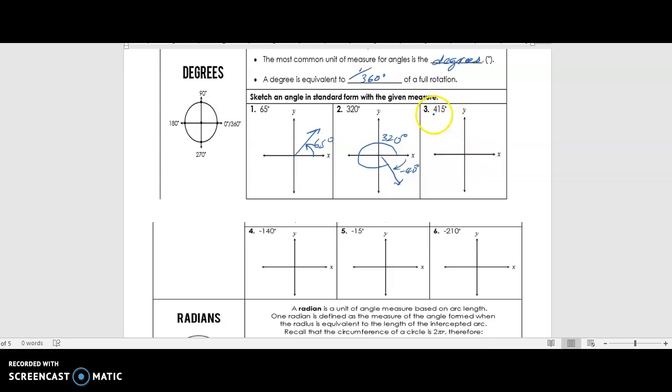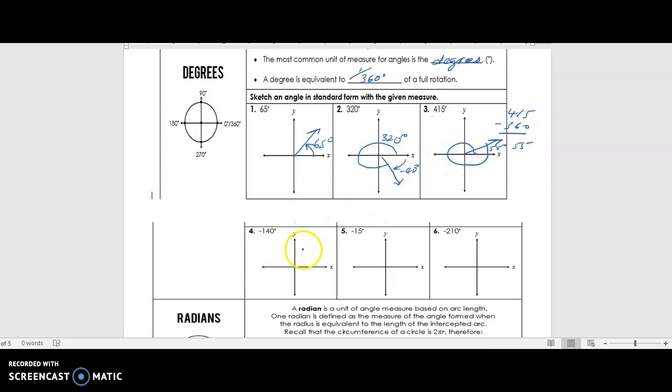So 415 is more than 360, which means the angle makes a complete round, 360, and then what is 415 minus 360? If you actually subtract, it is 55 degrees. So it's somewhere here, 55 degrees, right? So it's completing a full circle and again entering into the first quadrant. So this is a 55 degree line. It may not be perfect, maybe a little taller.